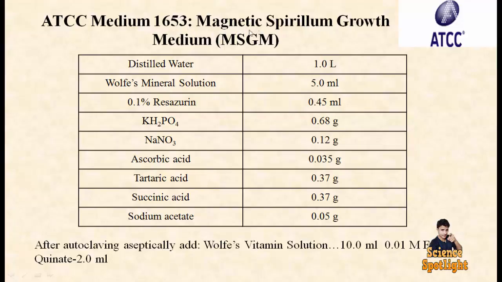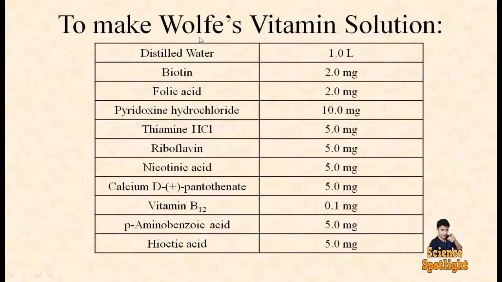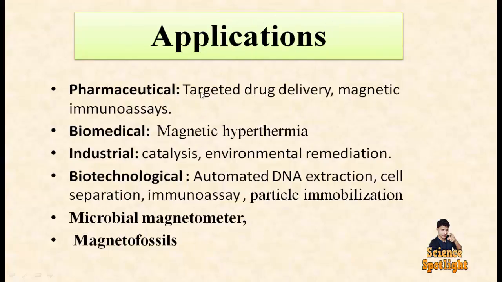That is specifically used for magnetic spirillum growth. This is also called magnetic spirillum growth medium, and this is the composition. And this is the composition of an Oates mineral solution, and how we can make Oates vitamin solution. These are the compositions.